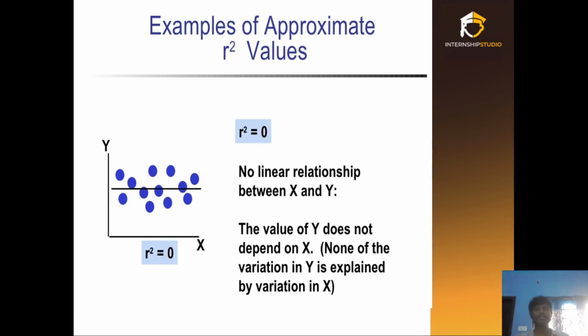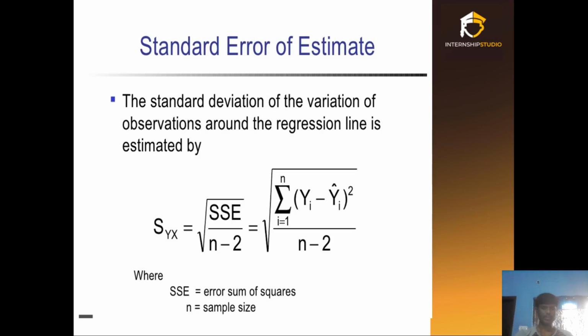And if you see the R square value at 0, then it signifies that there is no linear relationship between x and y directly. The value of y does not depend on x, and none of the variation in y is explained by variation in x. That is what the value of R square generally signifies, and it acts as a metric for understanding the quality of the regression model that you have made.